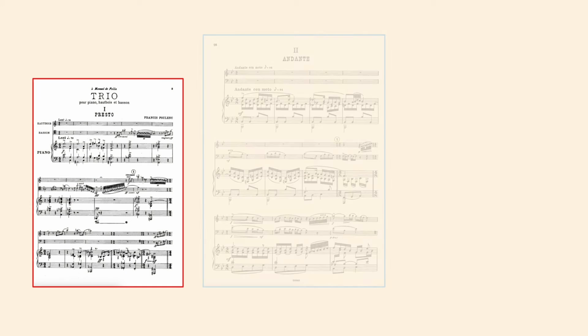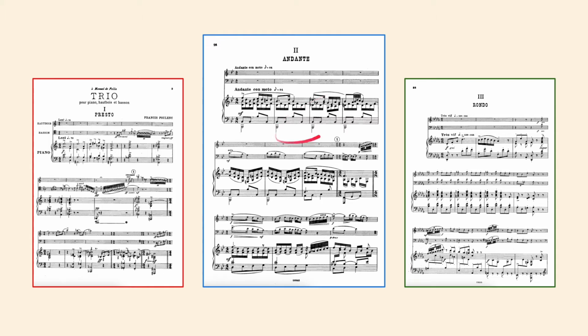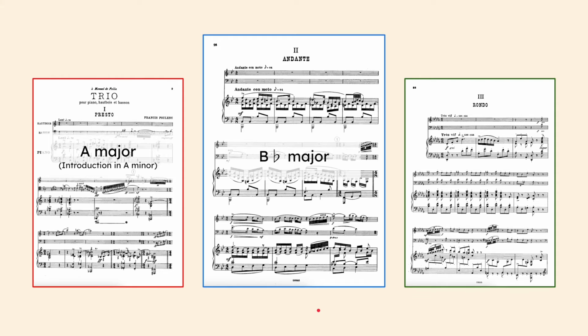Poulenc's trio for oboe, bassoon and piano is a 3-movement work. We're looking at second movement here, the Andante, and we already get a neoclassical feature straight away in that the keys of the movements are not related. Movement 1 is in A major, movement 2 begins in B flat major, and movement 3 is in D flat major. These keys don't have any strong functional relationship to each other, so we describe them as unrelated.